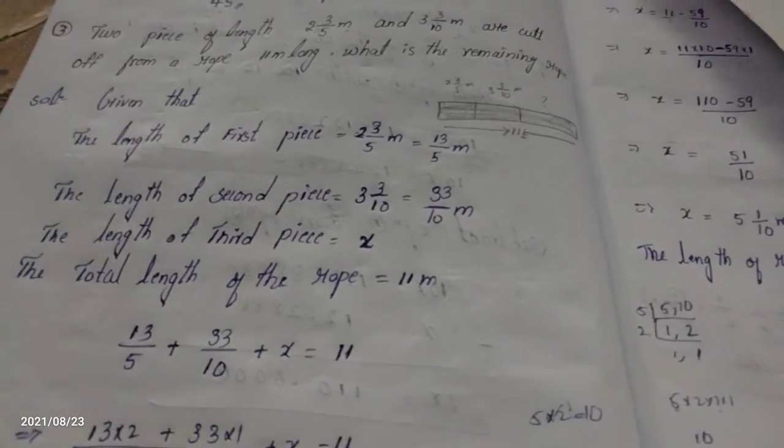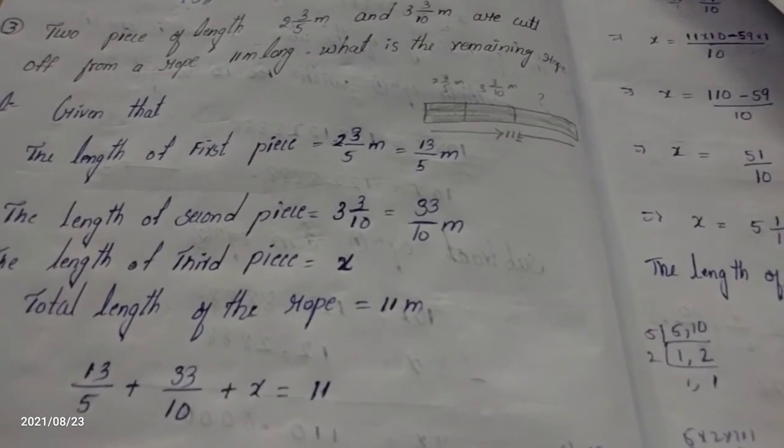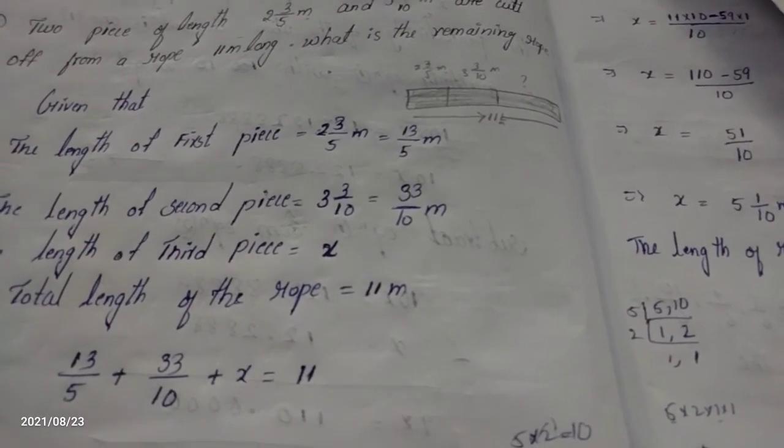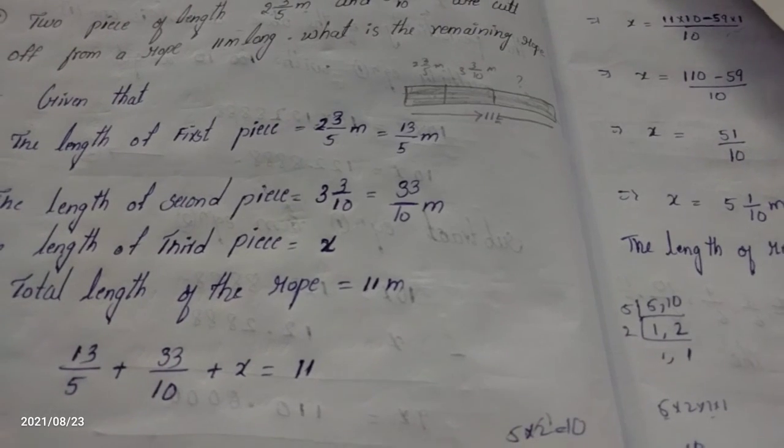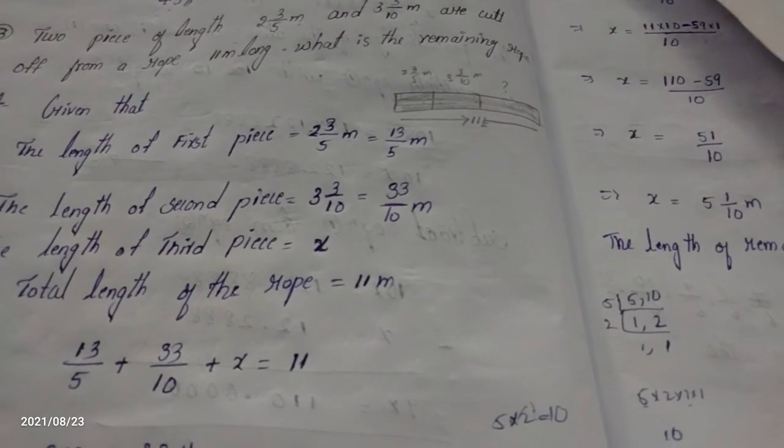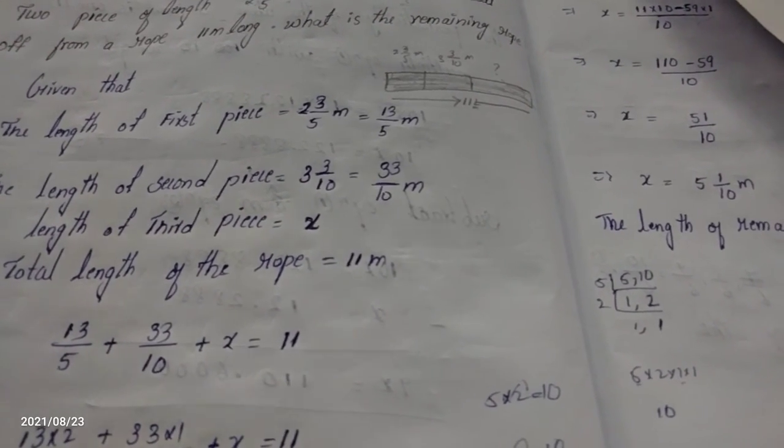In the third question, I am explaining the 3 questions. You need to write any answer of your choice. I explained the 3 questions, and you have to write the whole question paper and submit it in the group. Okay, thank you.